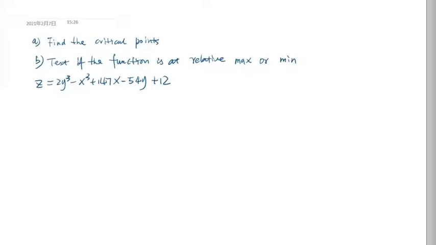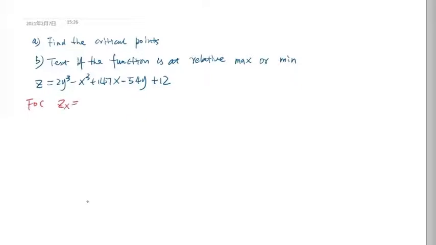So for this function, we need to find the critical point and test if the function is at a relative max or min. To do this question, we need to do the first order condition. We need the partial derivative for x first and then the partial derivative for y. So for the first order condition, we do the partial derivative for x.